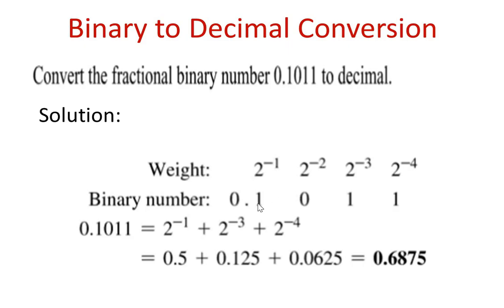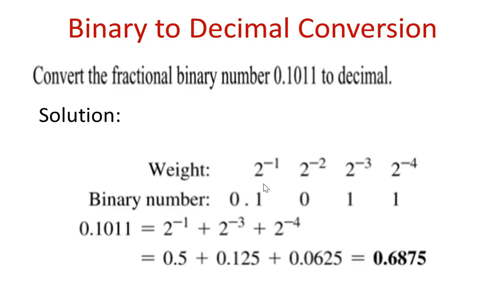So for the digit 1 it is 2 power minus 1, and for 0 it is 2 power minus 2, and for 1 it is 2 power minus 3, and for the last bit 2 power minus 4. So 1 into 2 power minus 1 is 2 power minus 1. Then 0 into 2 power minus 2 is 0, that's why it is not mentioned here. And 1 into 2 power minus 3 is 2 power minus 3, plus 1 into 2 power minus 4 is 2 power minus 4. And 2 power minus 1 is nothing but 1 by 2.